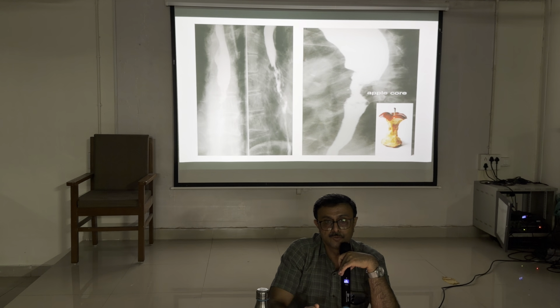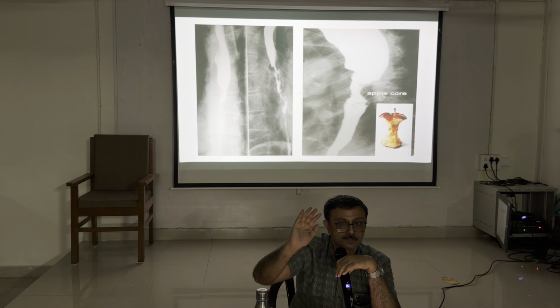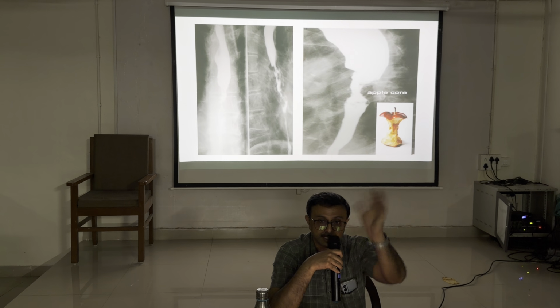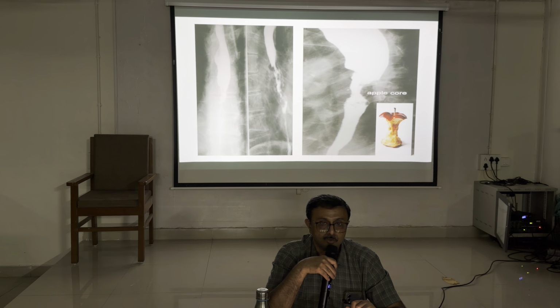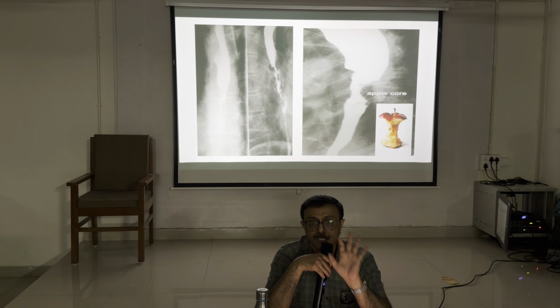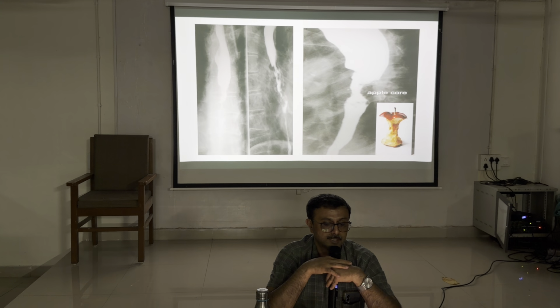So mucosal regularity matters. Suppose there is multiple polyposis, then there will be irregular mucosa. Multiple ulceration, then there will be irregular mucosa. So the mucosal lining is important. Any irregularity in the mucosal lining will give you the feature of ulceration, polyps or malignancy.